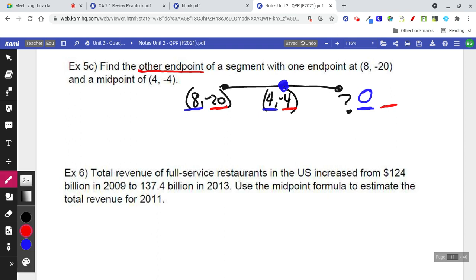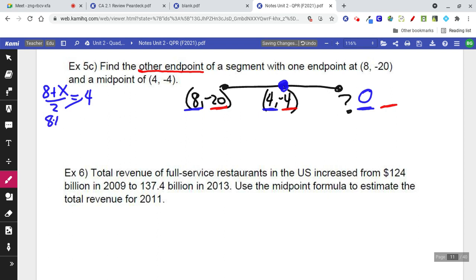But let's look at the formula first. Okay, let's go back to the x's. If I used the midpoint formula, it would be x number plus the missing x number on the endpoint over 2 equals that middle number of 4. Okay, so at any point if you see the number is 0, then stop. You've got it. Otherwise, you solve this equation. So multiply 2 times both sides, you get 8 plus x equals 8. X has to be 0, right? Subtract 8. There's no reason to do all of this work. I can see that's 0.